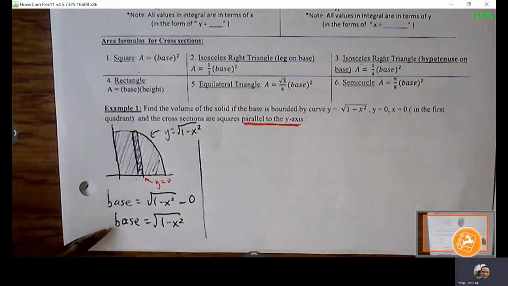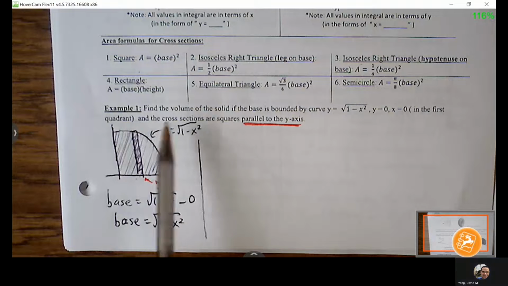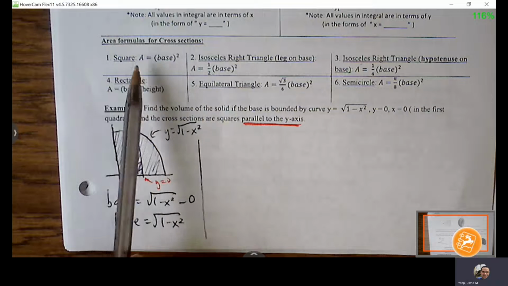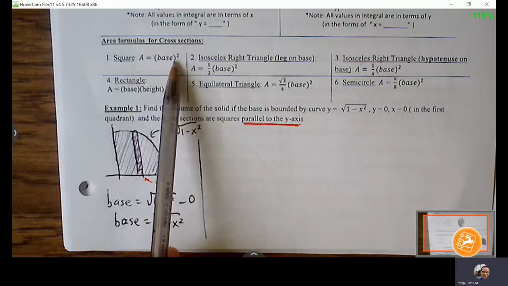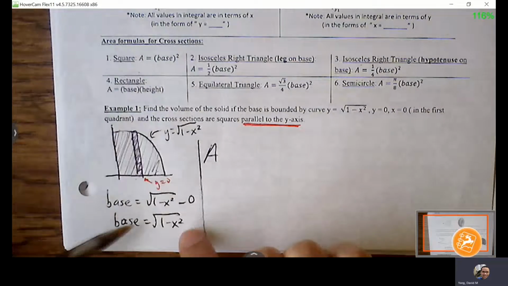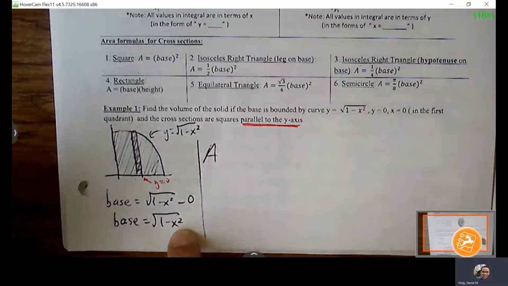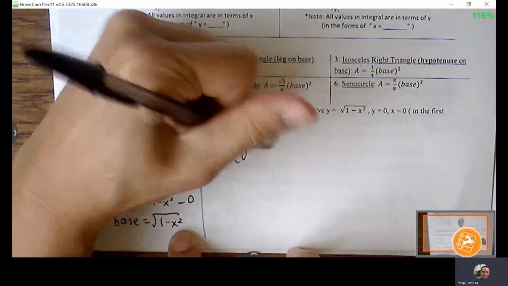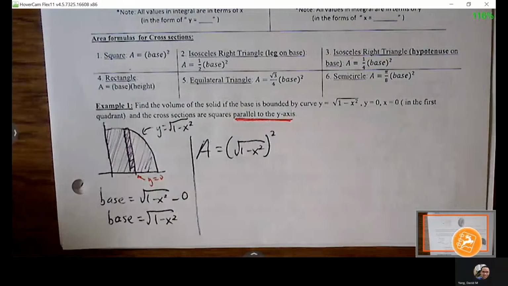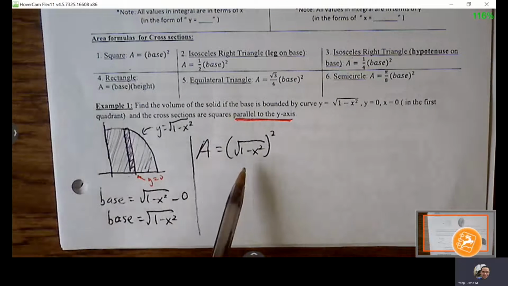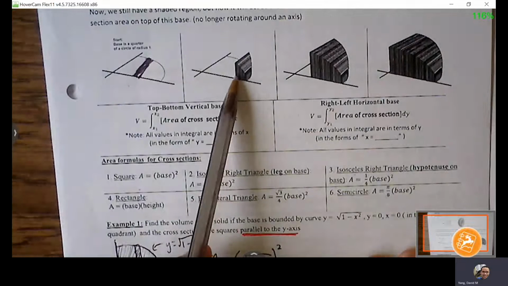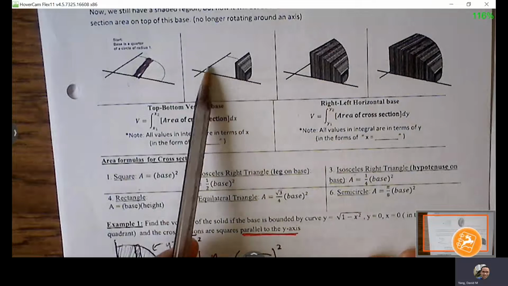So now that we have our base, we want to start building the shape that we want to build, right? So we're building squares. So the square has a formula of base quantity squared. So I'm just going to look at my formula above, take my base, insert it into the formula. So area equals base squared. Now this only gives us the area of one representative square, okay?